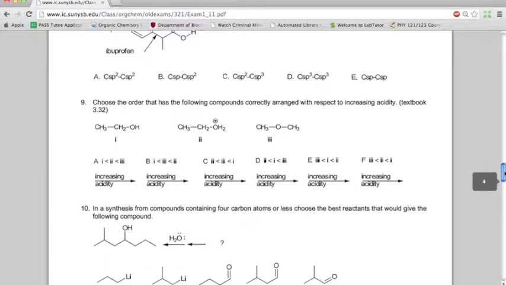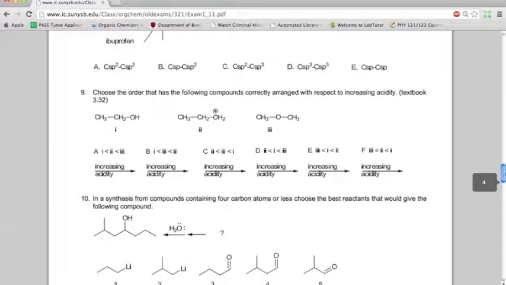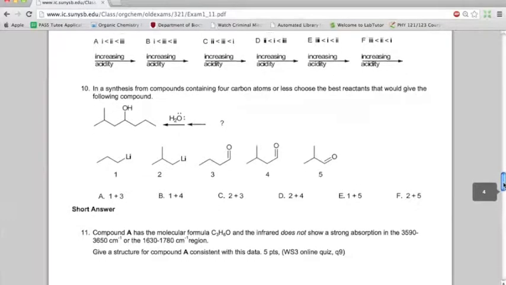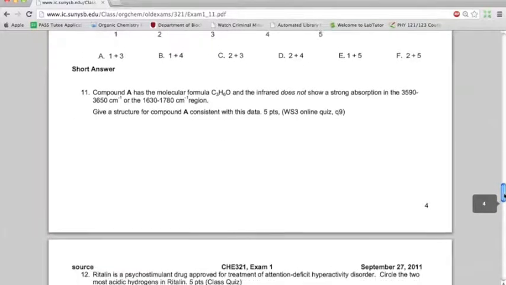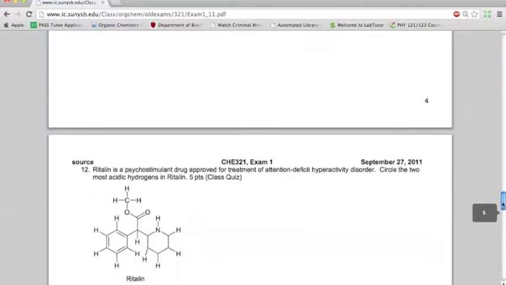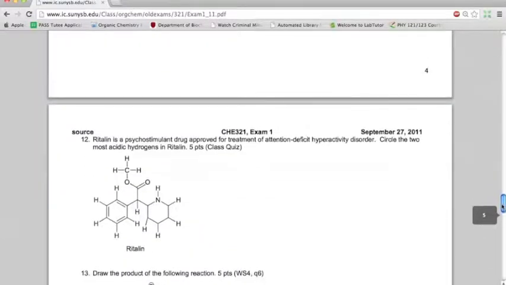And we're going to skip number 9 since that is chapter 3, and that is not going to be on your exam. And we're going to skip number 10 since this is a synthesis and it's not going to be on your exam. 11 is IR, and again, not on the exam.